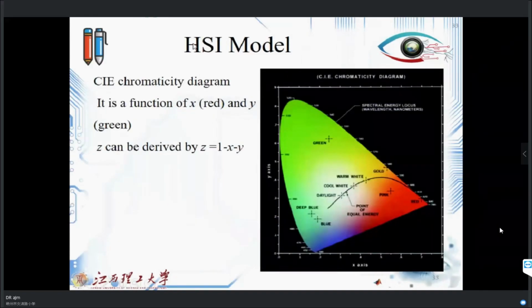Here also, this is the CIE chromaticity diagram based on the HSI model, which you can see here. It's a function of X as the red, Y as the green, and Z can be determined as 1 minus X minus Y. And again, you will see the range of the colors which we can have in this model.